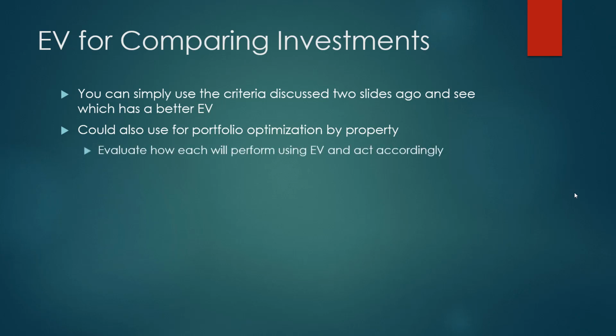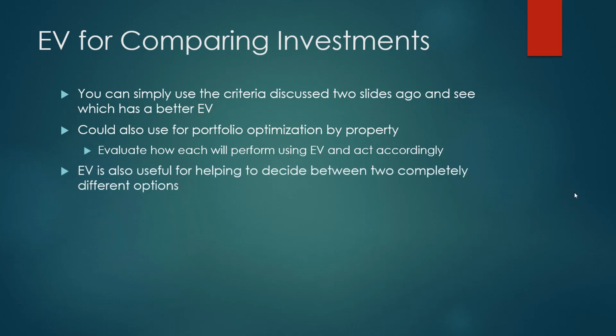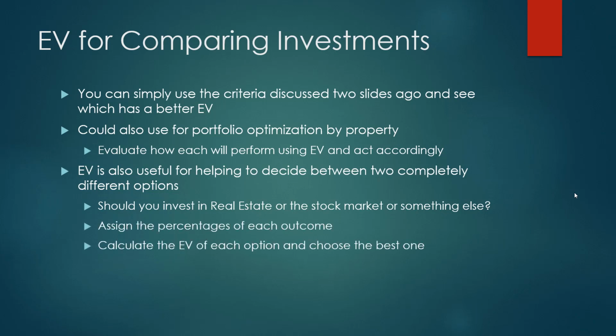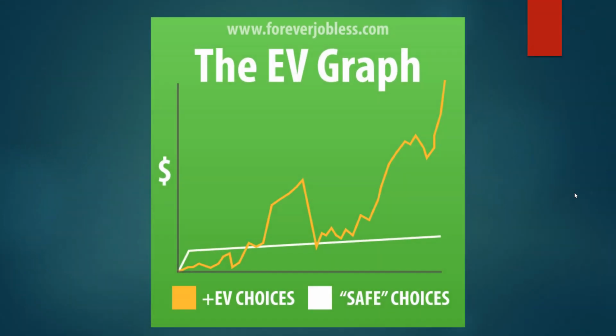But essentially, you could evaluate how each property would perform using expected value and act accordingly. So you could basically say, hey, this property is my worst expected value property. I'm going to sell it and replace it with something better. Interesting concept. 2 different options. Should you invest in real estate or should you invest in the stock market? Go run some expected value calculations on what you expect to get from the stock market. Use historical returns. Use what you think you're going to get. Do your estimates the best that you can. Assign those percentages, calculate the EV, and then choose the best one.